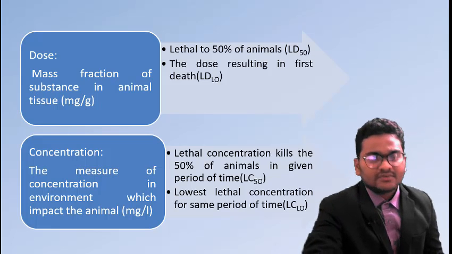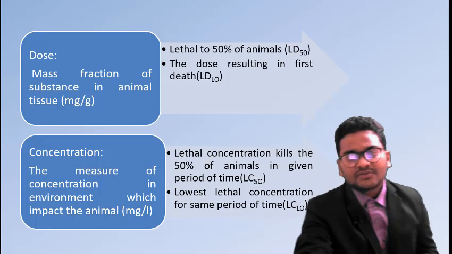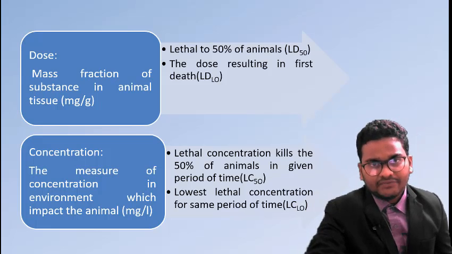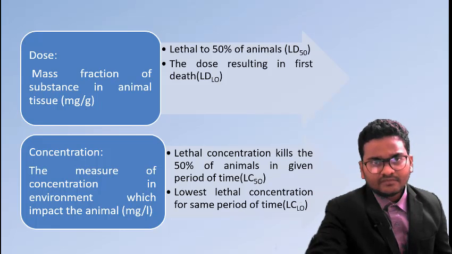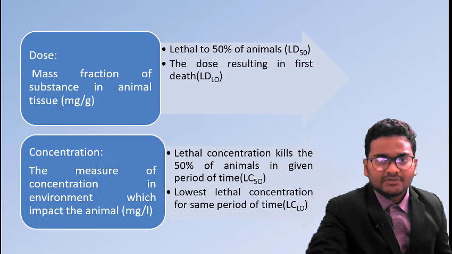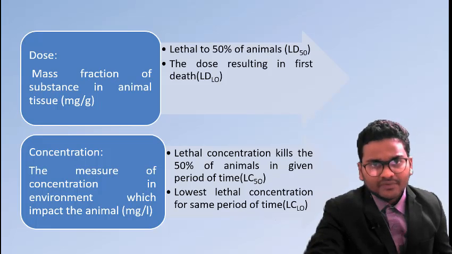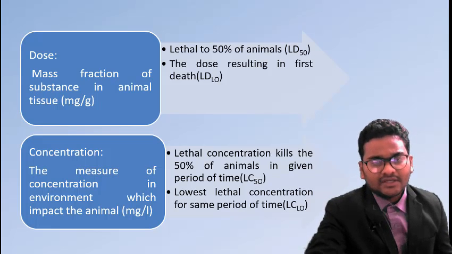So these are the two things. One is the dose, another is the concentration. The first one is the dose at which 50% of the animals are affected, that is LD50, and the dose at which the first animal dies, that is LDLO. And if you come to the concentration, the concentration that affects 50% of the animals is called LC50.